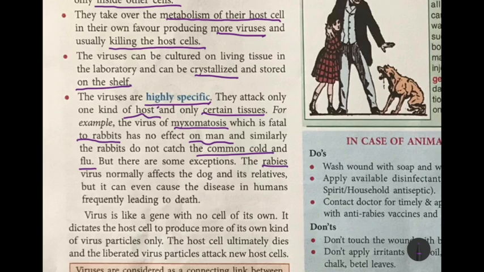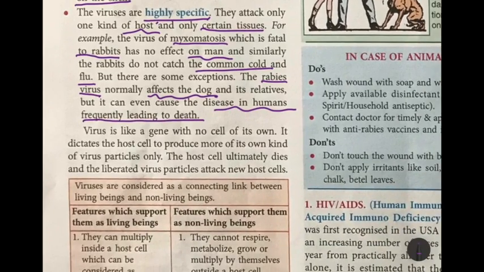The rabies virus, which actually affects the dog, okay, can even cause the disease in humans, frequently leading to death. Okay. Now, a virus is like a gene. It does not have any cell of its own. It dictates or it tells the host cells to produce more of its own kind of virus particles only.